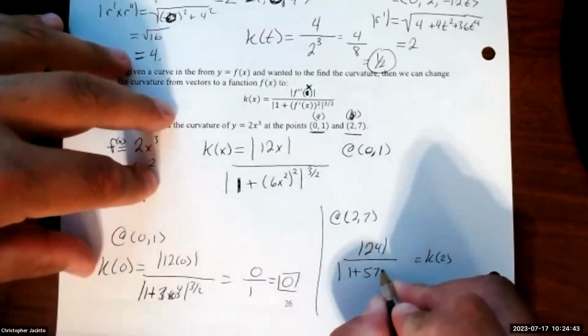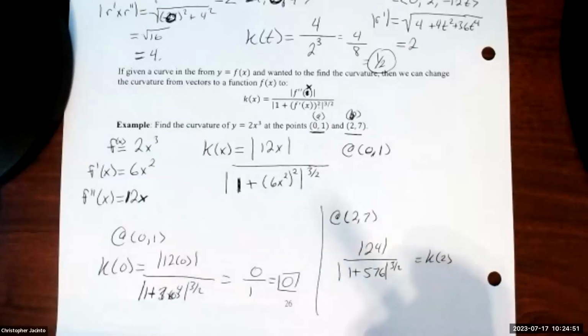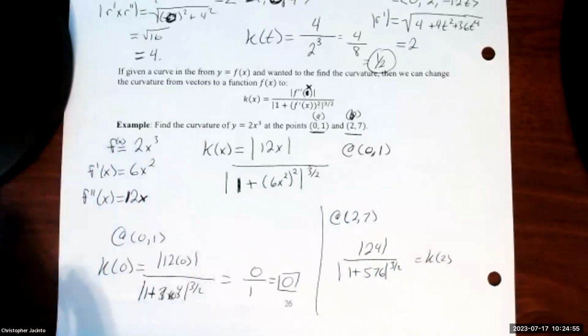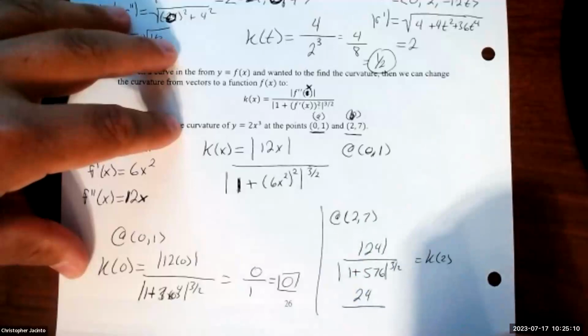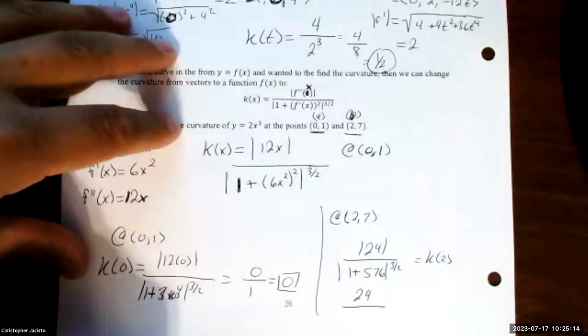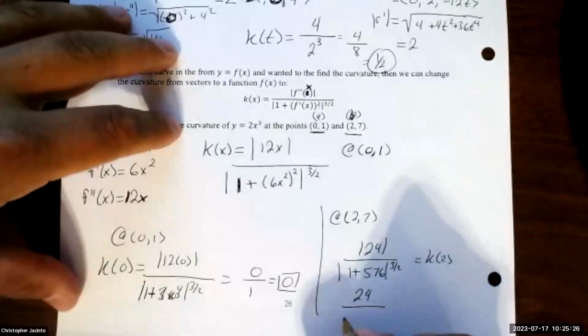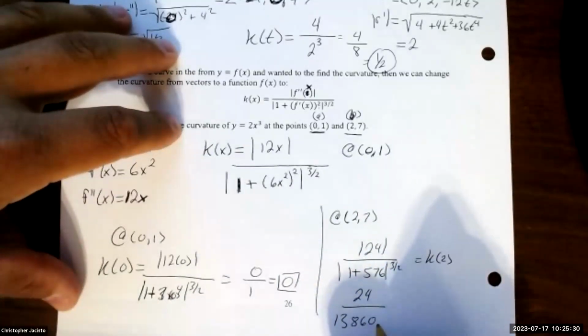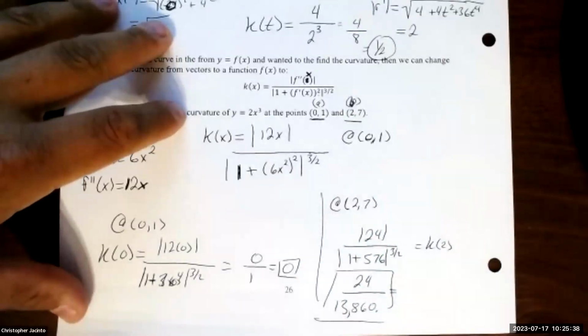So if I did this correctly, you guys can check me. It gives me something like that. So 2 to the 4 times 36, plus adding 1 is 577, raised to the 3/2. Gives me 24 divided by a very big number. Let's see. We'll just round to the nearest whole number and make it easier for ourselves. Yeah, I'll just leave it like that because that's gonna be a really small decimal. So that's our curvature.